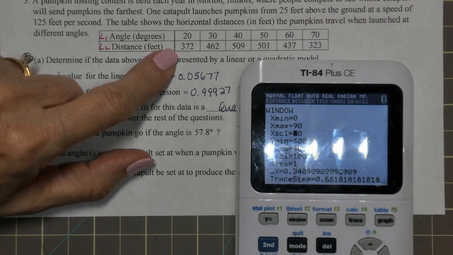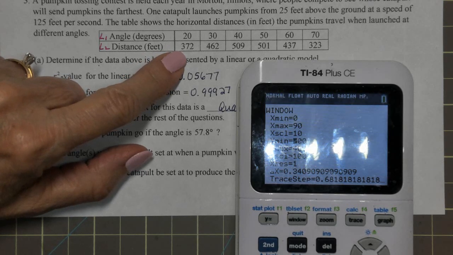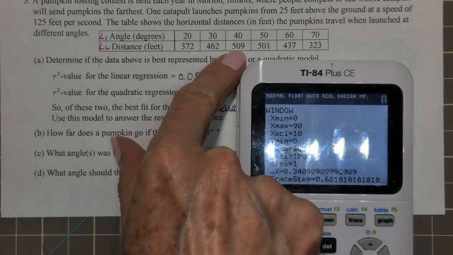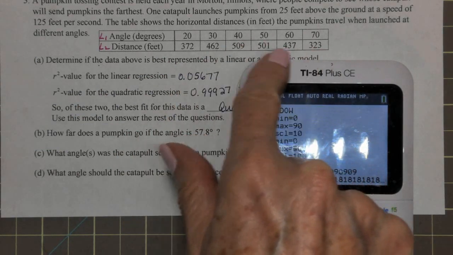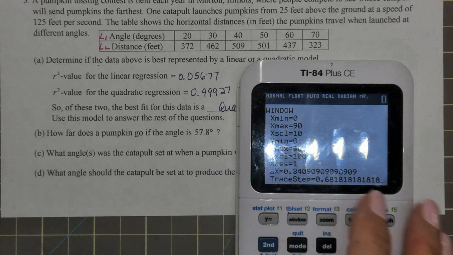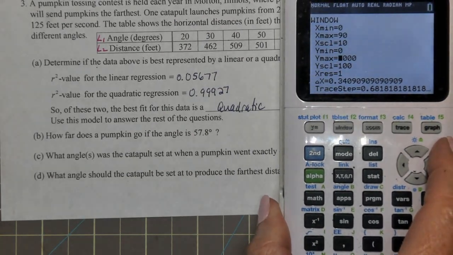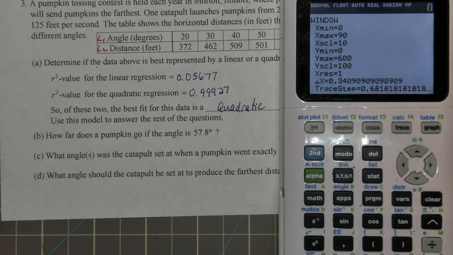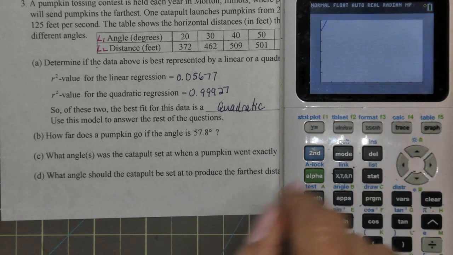I might go from 0. Oh, the scale is set on 10, that's fine. 0 to, it looks like the highest distance was somewhere in the 500s. I might go to 600 just to see a nice curve. So I'm going to go to 600. That scale is on 100, that's fine. I'm just going to leave it like that.